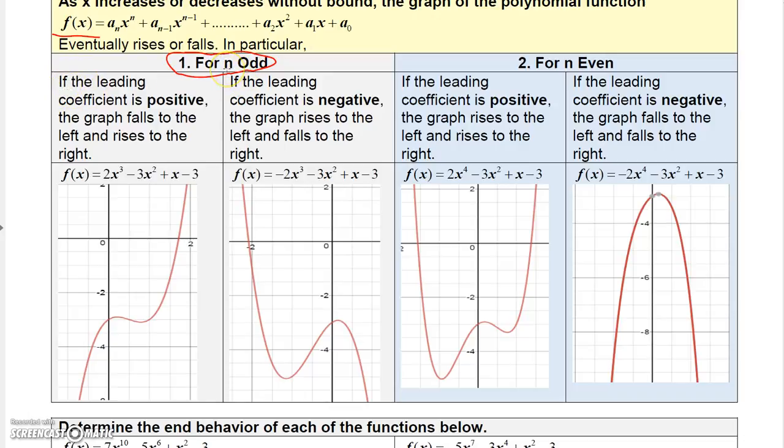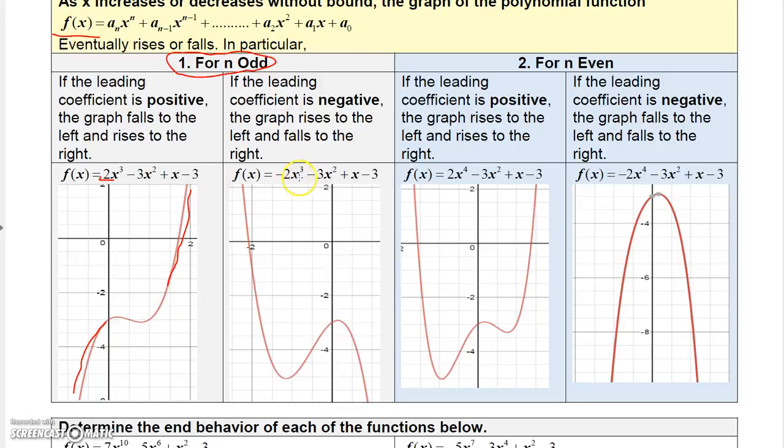If the degree is an odd number, if the leading coefficient is positive, then the graph falls to the left and rises to the right. So here the leading coefficient is 2, and notice that if you go to the left the graph falls, but as you move to the right the graph rises.